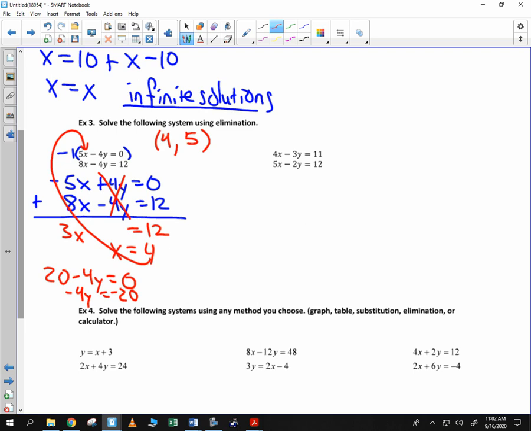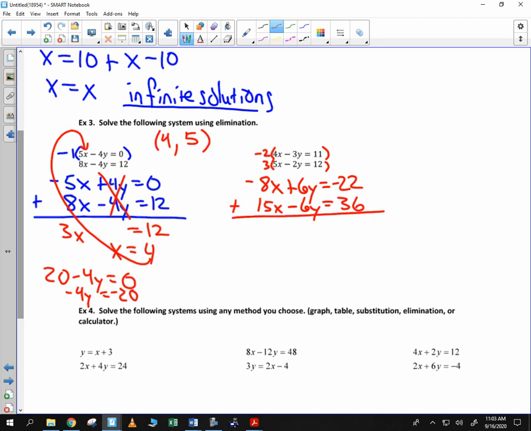Look at the next one. They're both negative, and now they have different numbers. So I'm going to multiply top through by negative 2. That will make it a 6y. And then the bottom I'll multiply by 3. That will be a negative 6y, and then they'll cancel. So negative 8x plus 6y equals negative 22. 15x minus 6y equals 36.